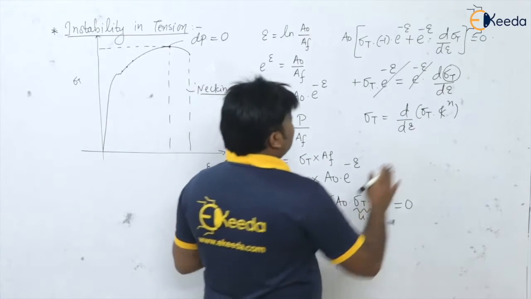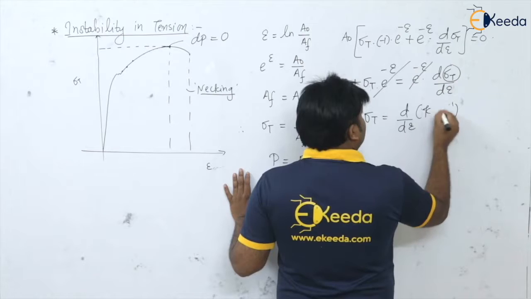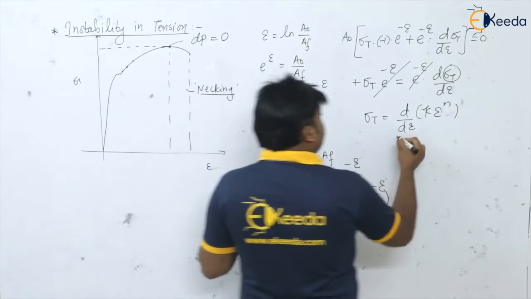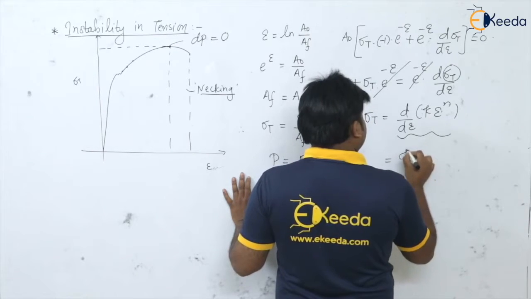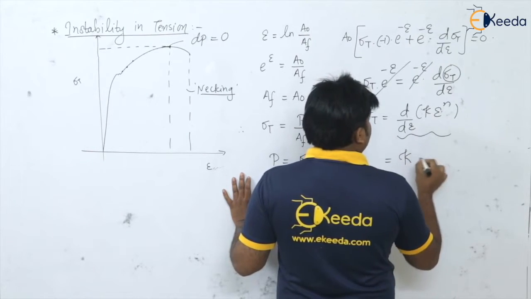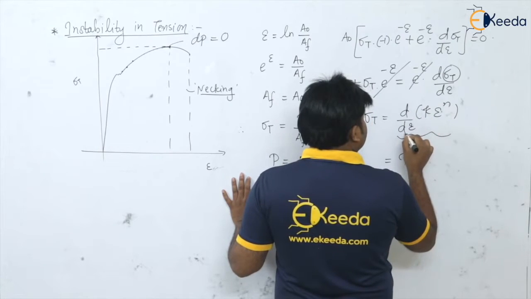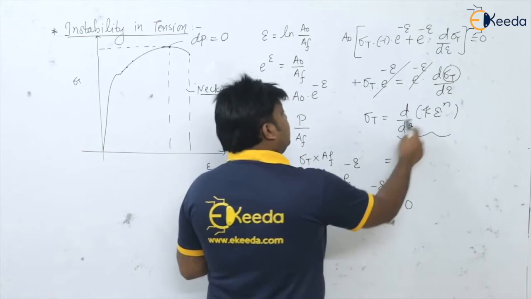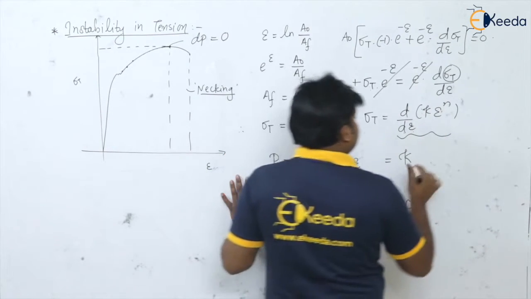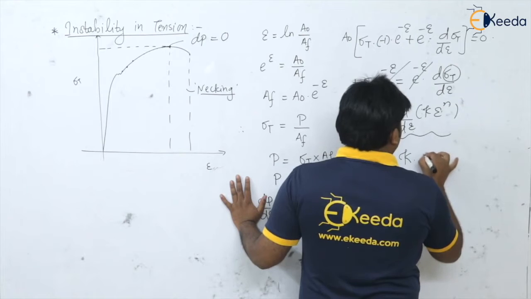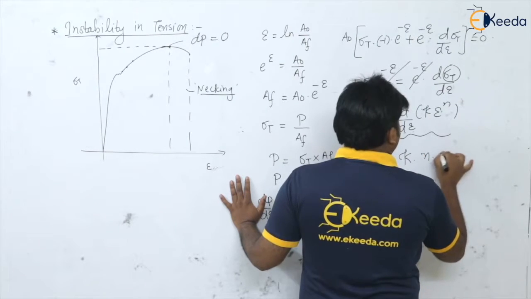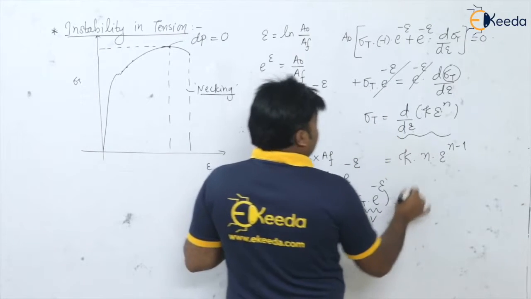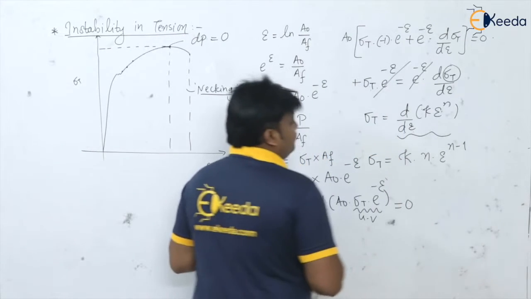Sorry, k epsilon to the power n, that is the value of sigma t. So differentiate this, of course k, the strain coefficient, is constant. So what is d epsilon of epsilon to the power n, what will be its differentiation? So it is n into epsilon to the power n minus 1, isn't it? Is equal to sigma t.